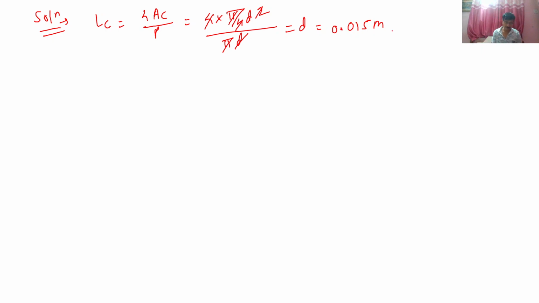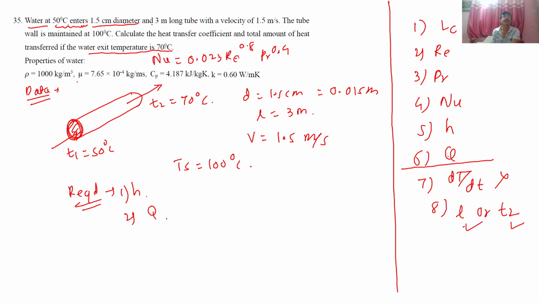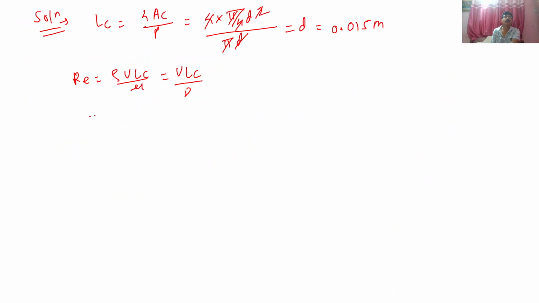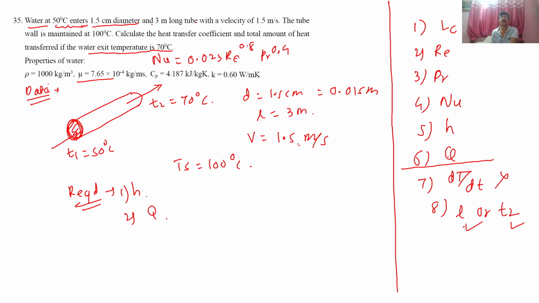So LC is over. Now the next step is to go for the Reynolds number. What is the Reynolds number? Rho V LC by mu, or V LC by nu. Depending on which data is given, decide the formula. I think mu is given, so I need to go with the first formula. Rho is 1000. Velocity is given as 1.5.